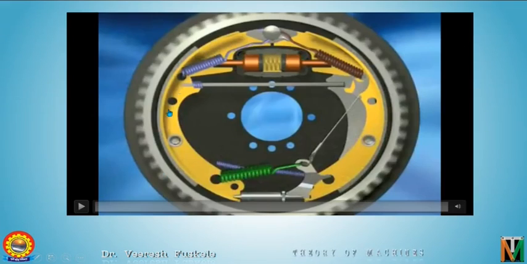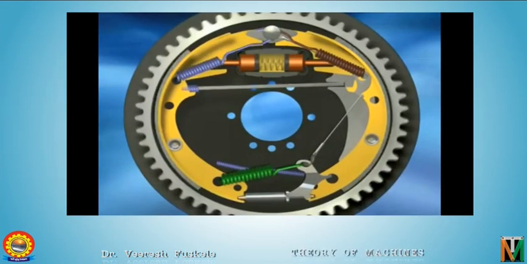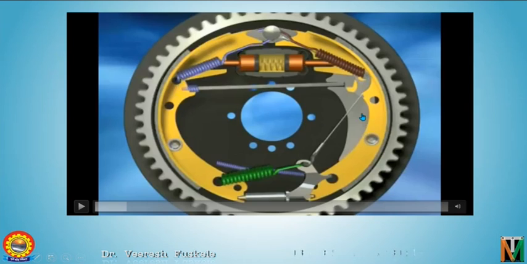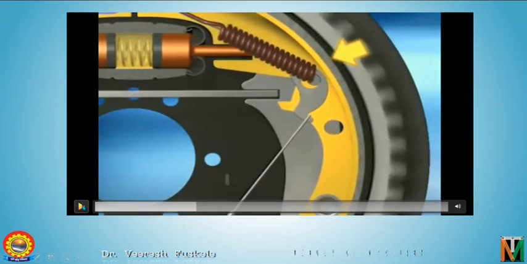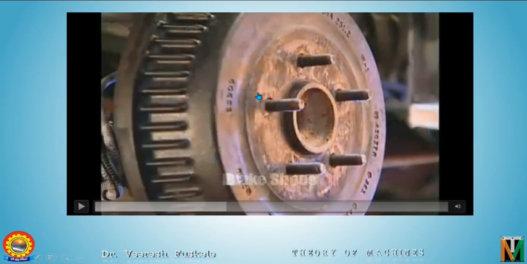You can see these are the two semicircular brake shoes to which this friction lining is attached. This is how the internal expanding brake works. You can see as the pedal is pressed, these semicircular shoes are moved outside to press the drum and the brake is applied. See it once again. So this is the friction lining on the semicircular shoe. Through this the brake is applied. This is the drum on which this is mounted.